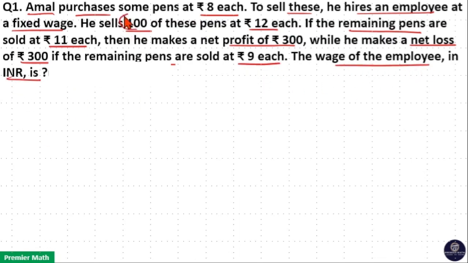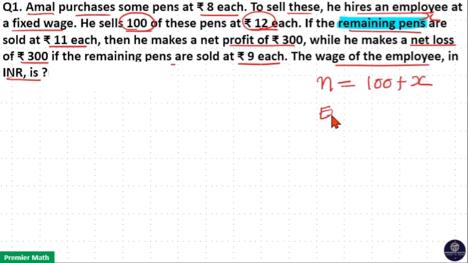Here, employee sells 100 of these pens at rupees 12 each means total number of pens is greater than 100 here. That is, total number of pen n is equal to 100 plus remaining pens. I will take remaining pens as x. Now 100 plus x is the total number of pen.